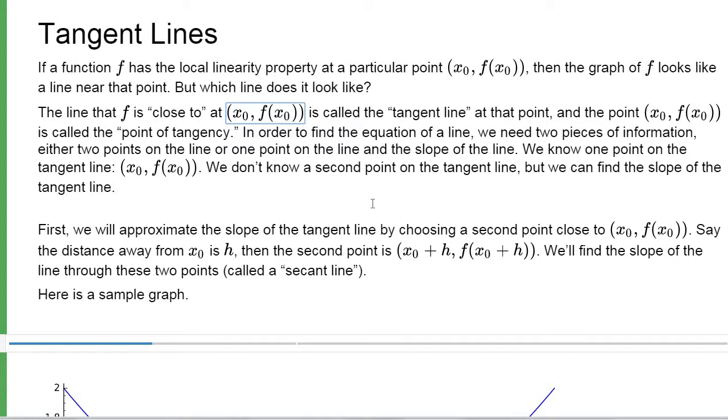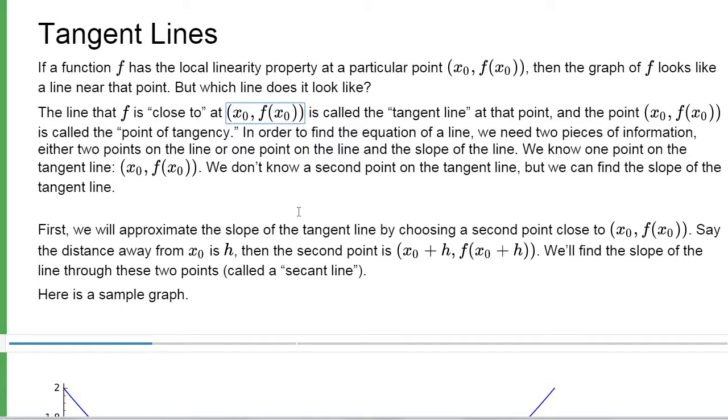In order to find the equation of a line in general, we need two pieces of information: either two points on the line, or if you know only one point on the line and the slope of the line, that's also enough. Now we know one point on this tangent line. It's this point of tangency, this given point. We want the tangent line to touch that point, of course. We don't know a second point on this line. The other points we know are points on this function. Unless this function is already straight, a second point on the function isn't going to give us the right line.